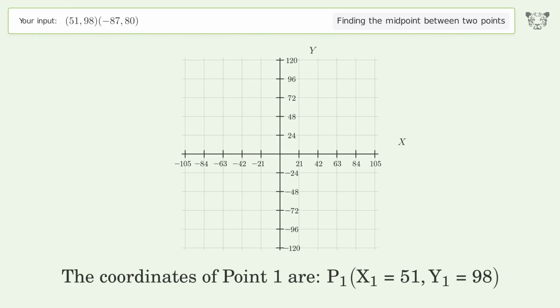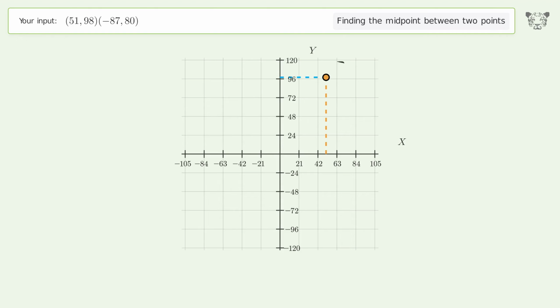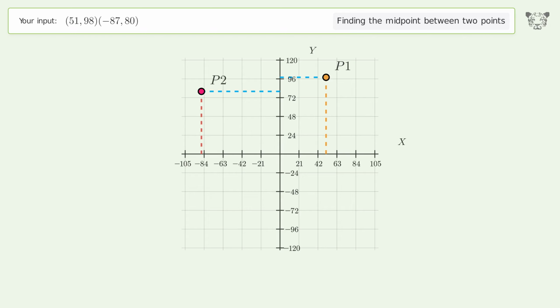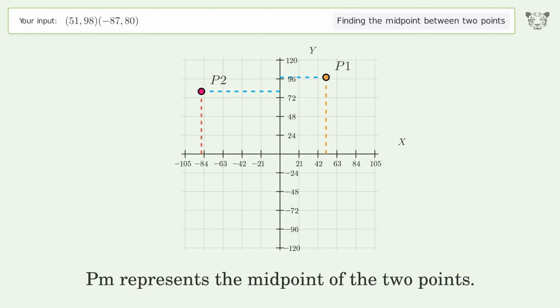The coordinates of point 1 are, x1 equals 51, y1 equals 98. The coordinates of point 2 are, x2 equals negative 87, y2 equals 80. PM represents the midpoint of the 2 points.